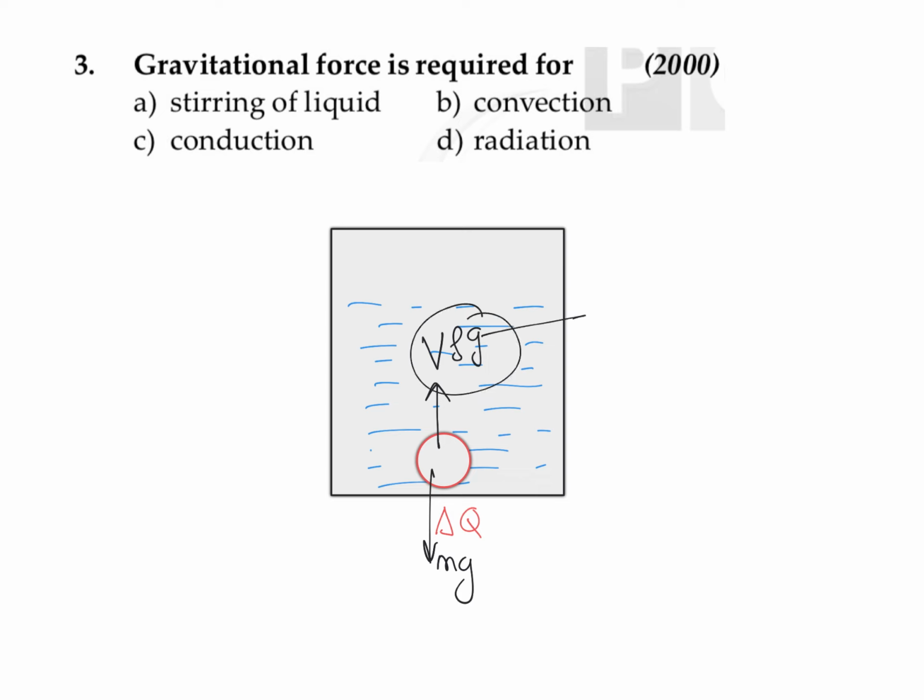So upthrust depends upon the value of acceleration due to gravity. If g is equal to 0, then upthrust will be equal to 0, then convection will not take place, or the molecule will not move upward. So for this process of convection to take place, we require acceleration due to gravity, or gravitational force is required. And for stirring of liquid, like we can do it by iron, no need for any gravity.